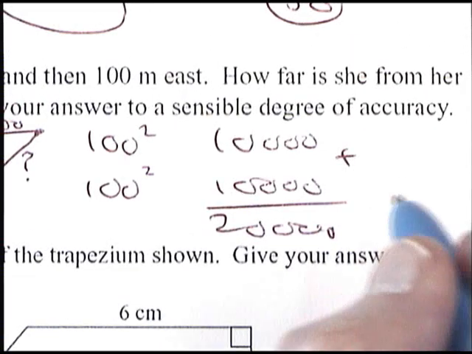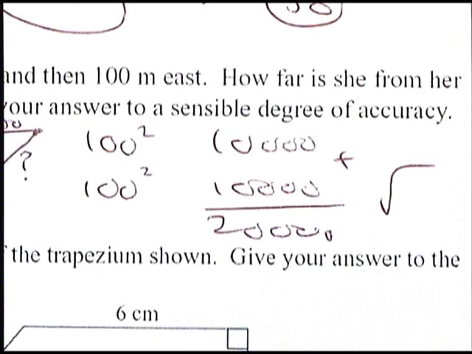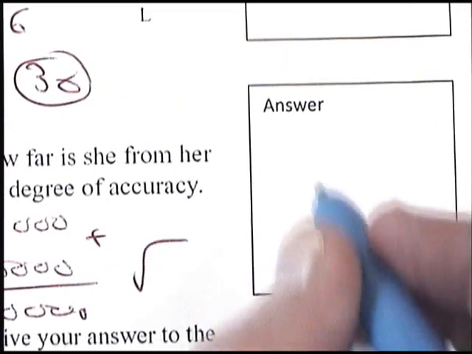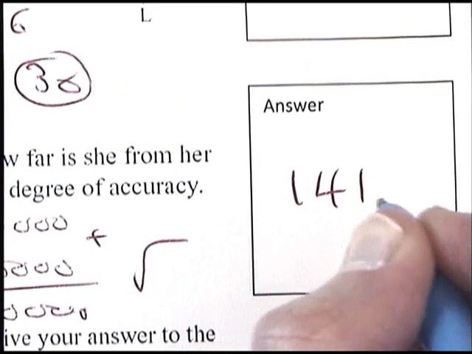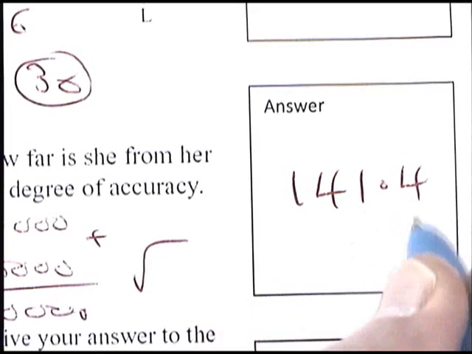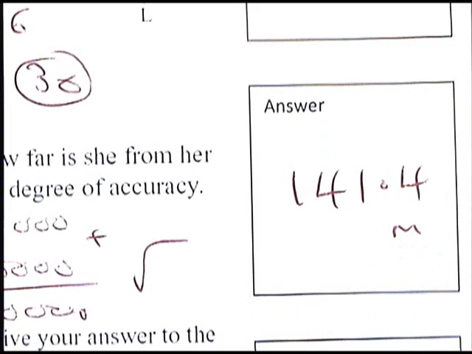What's the final step in that question? Square root. If you square root 20,000, the final answer is 141.4. And that's in metres. If you've got one more decimal place as well, that's absolutely fine.